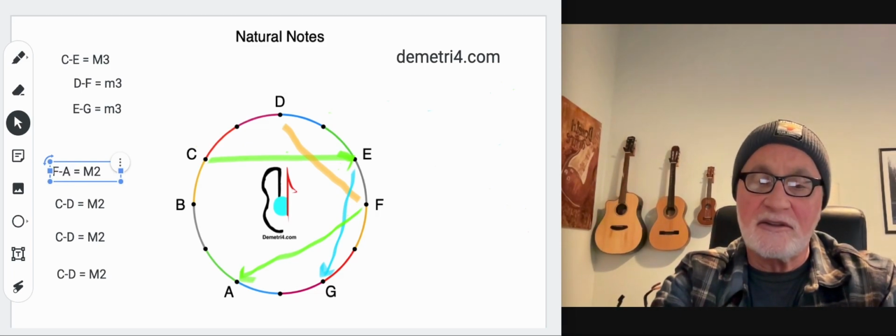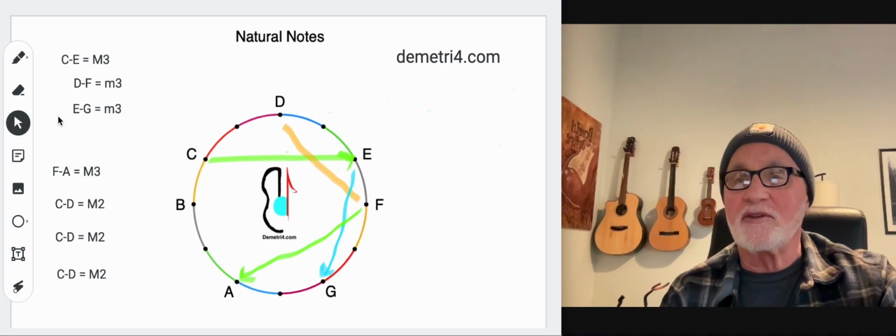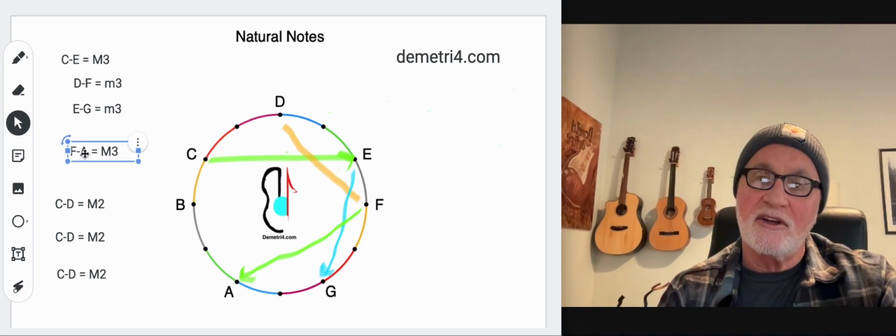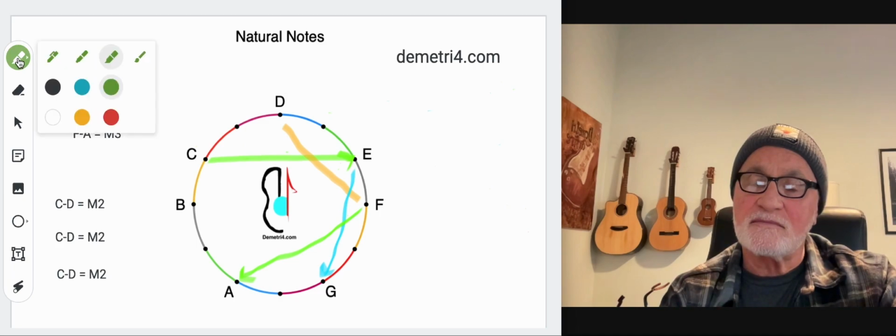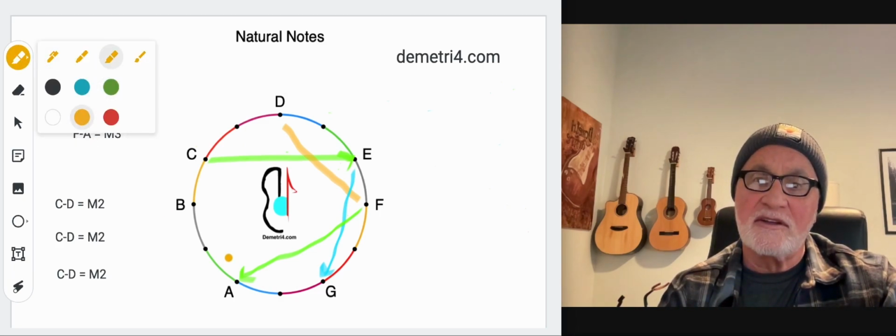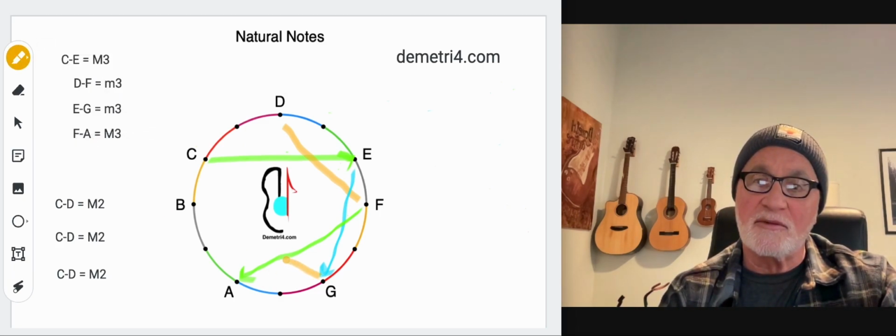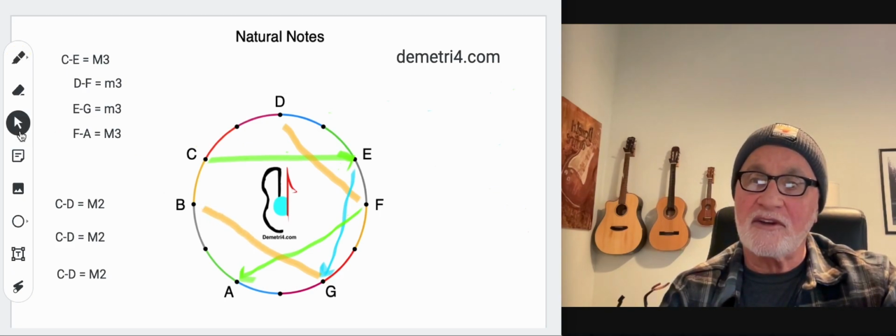F to A, major third. Remember, a major third is 2 whole steps, 4 dots. Now let's look at G to B. And I think you get the idea. G to B is how many dots? 4 dots, that is correct.